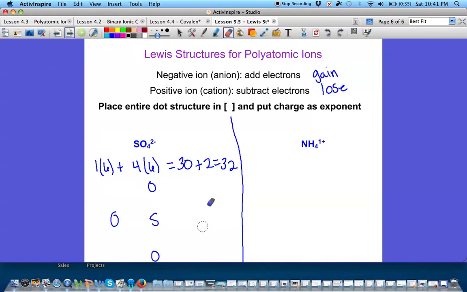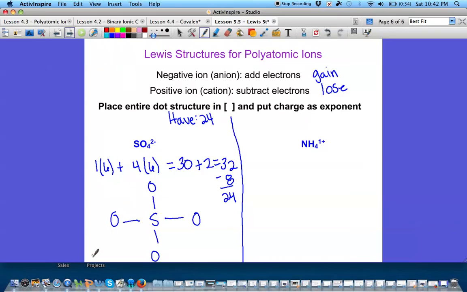I'm going to move this oxygen over a little bit. Now we're going to single bond all of our atoms. 2, 4, 6, 8 electrons is taken up with our bonding. 32 minus 8 is going to be 24. So we have 24 electrons left for our Lewis structure.